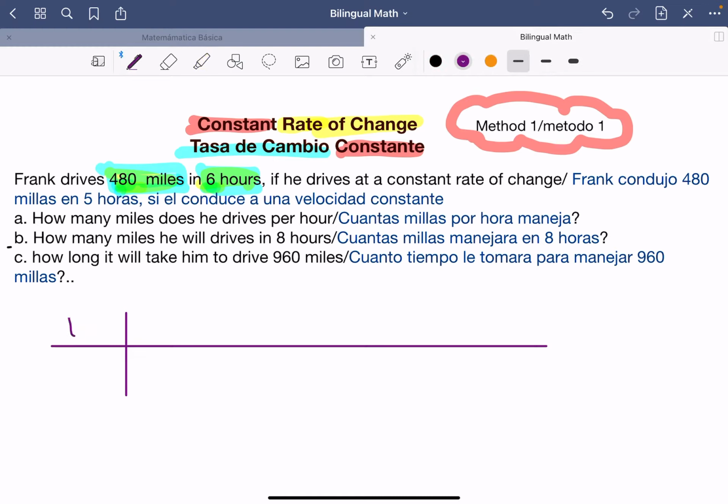So my hours is going to be at the top and my miles is going to be at the bottom. And then write down the numbers. 6 goes with hours and 480 goes with the miles.